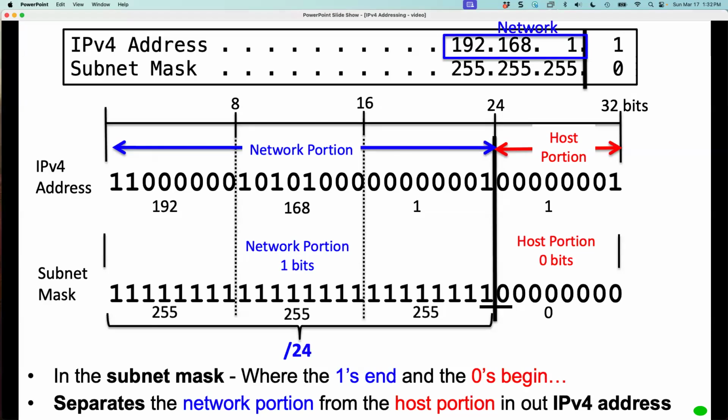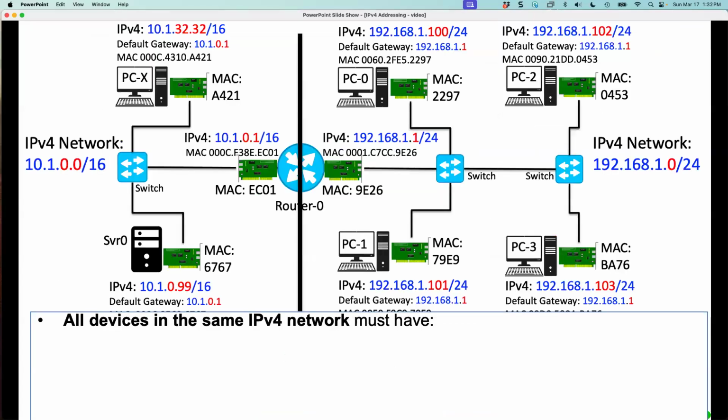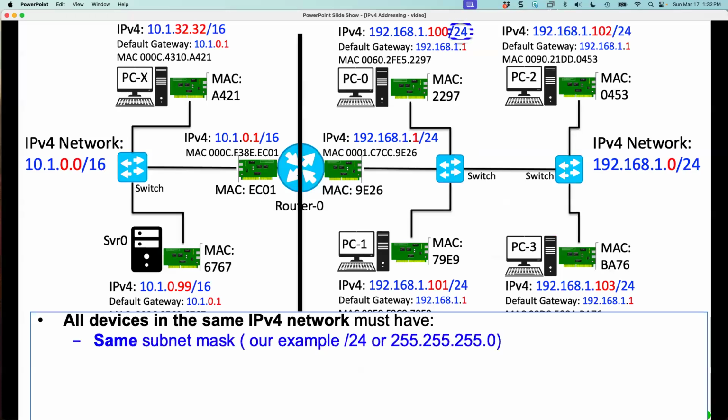This is the local router. Sometimes I like to think of it as the local post office for those devices, PC0 and PC3 that we took a look at. And it's the .1 host on that network. If you look at all the devices here, all devices on the same IPv4 network must have the same subnet mask. So we can see our individual devices here.